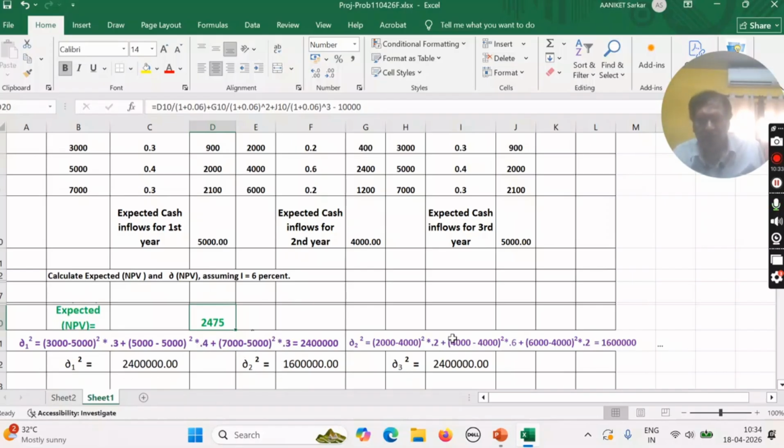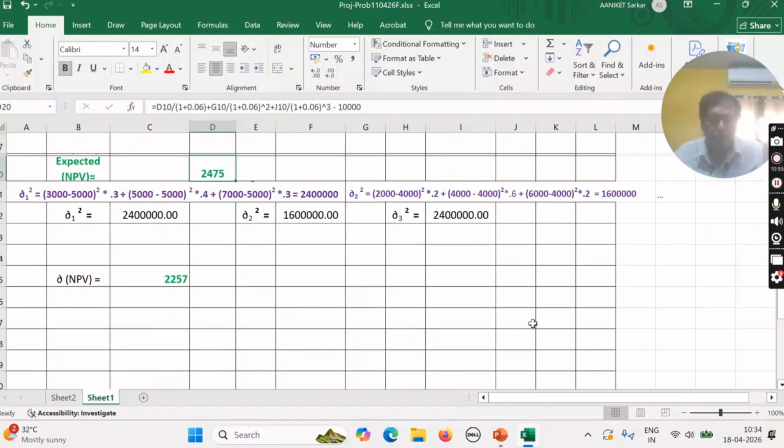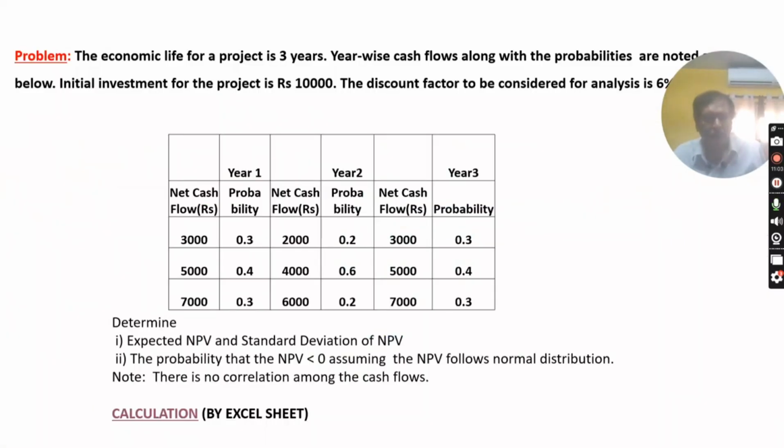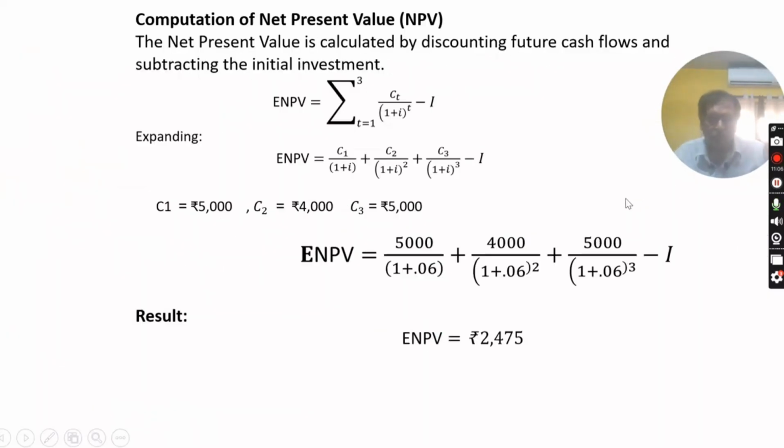Sigma 2 square, the same way the formula is calculated here. 4000 is the expected mean value. That's why 2000 minus 4000 square, into probability. This is the formula. You will check it. And sigma 2 square will be 16 lakhs, and sigma 3 square will be 24 lakhs. Now again, we are going back to the original PPT. Okay. So these are the calculation part which I have done through the Excel sheet. Okay. Now moving to the next sheet.